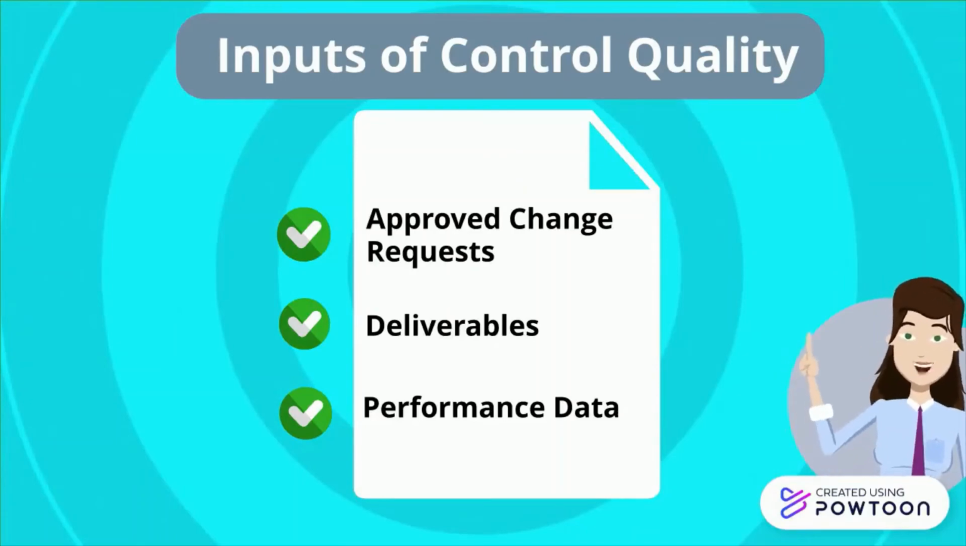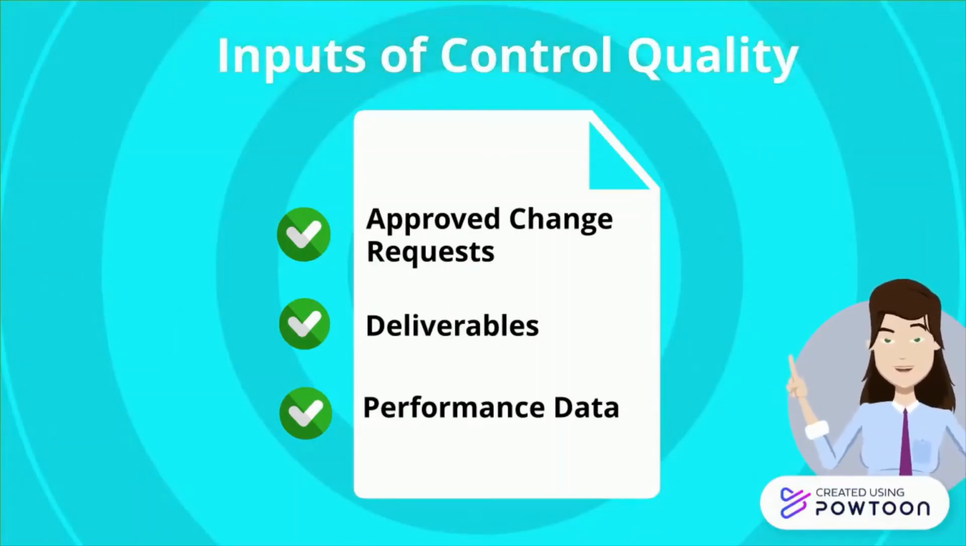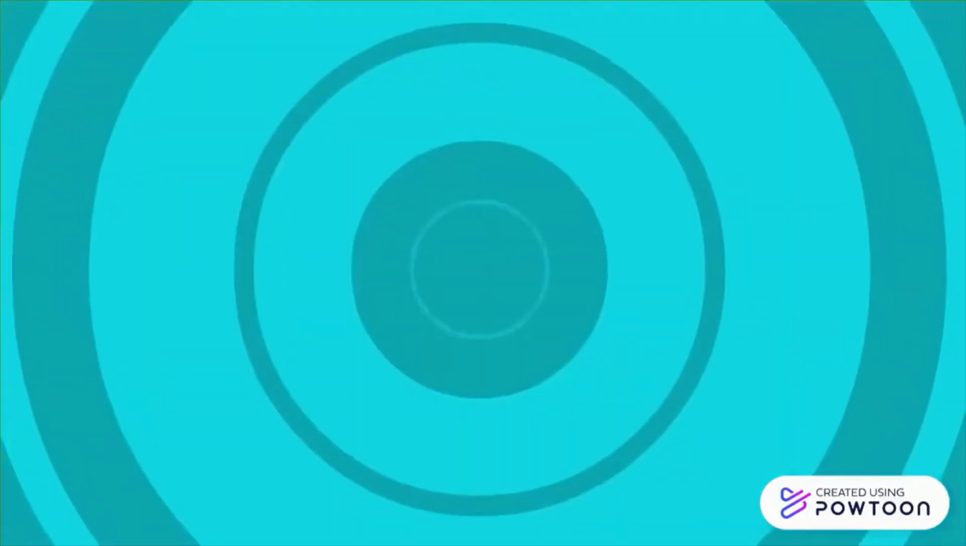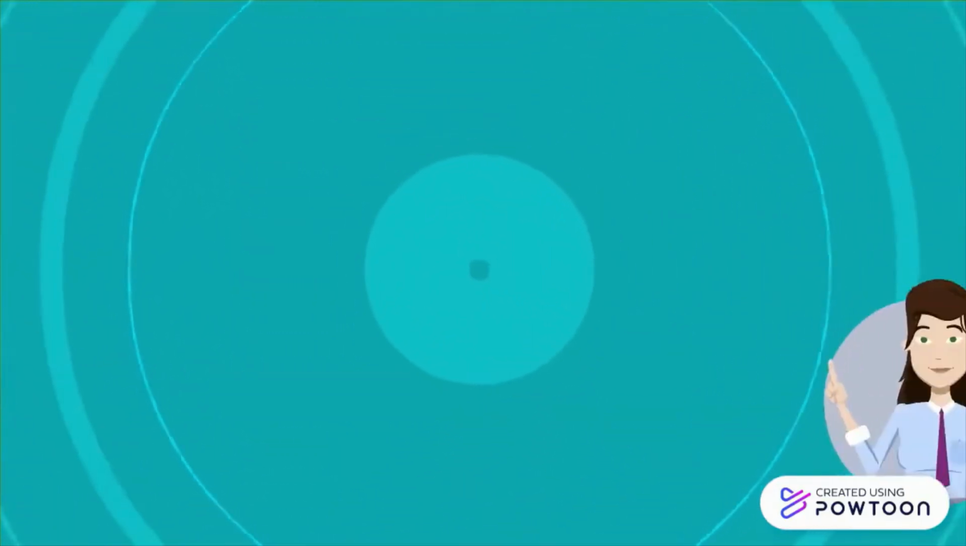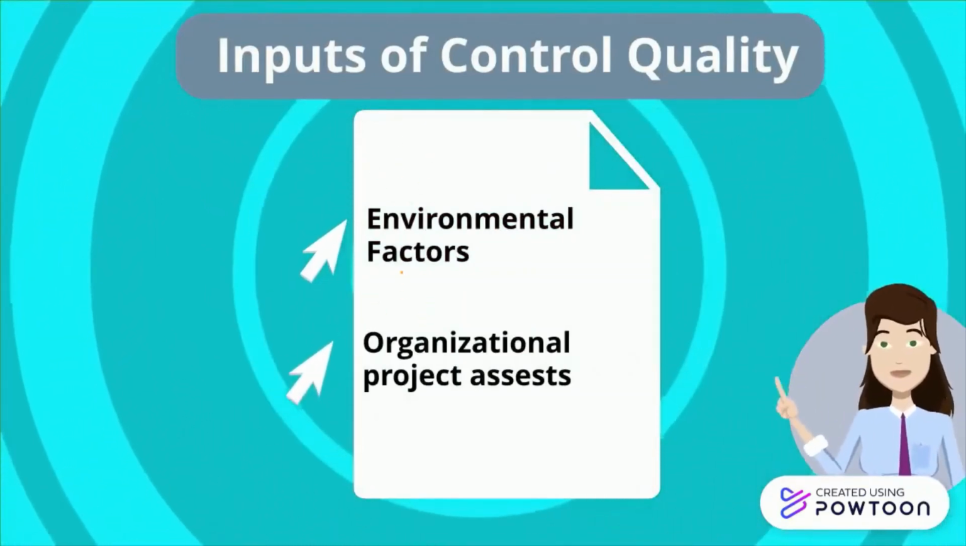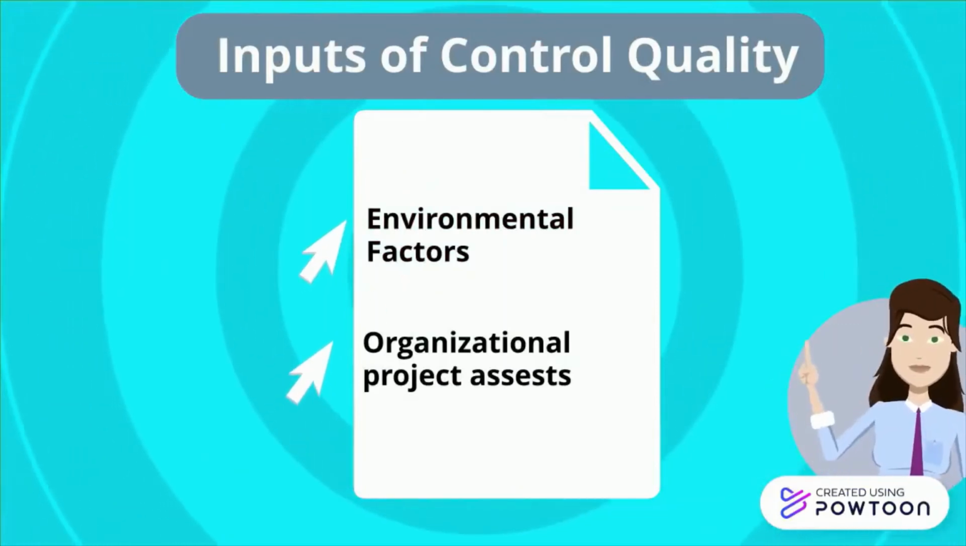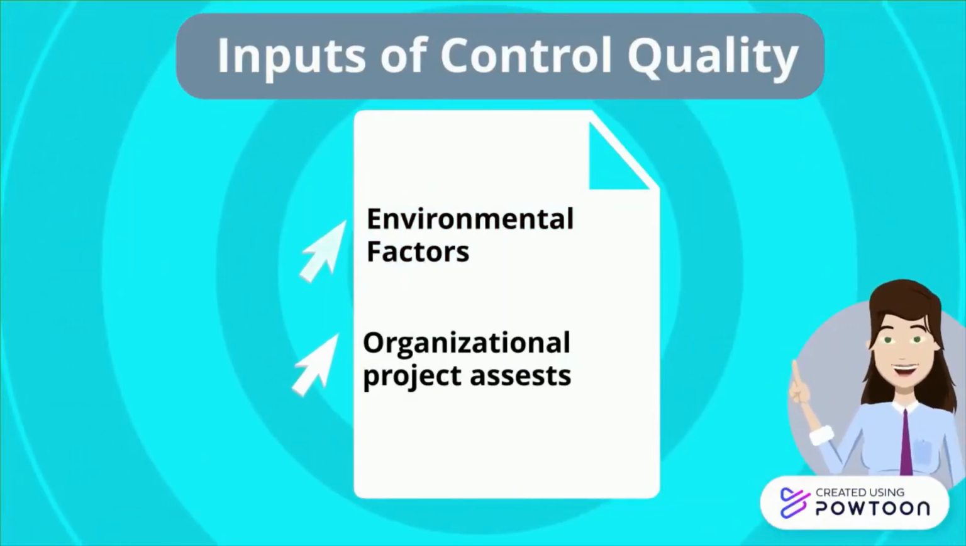Work performance data is used by the project manager to make decisions about the status of the project. Enterprise environmental factors can influence the control quality process. Organizational process assets such as guidelines, procedures, or templates can be a part of a project.